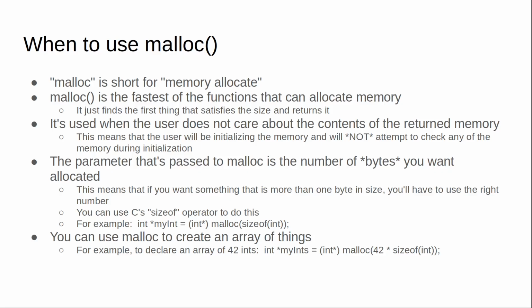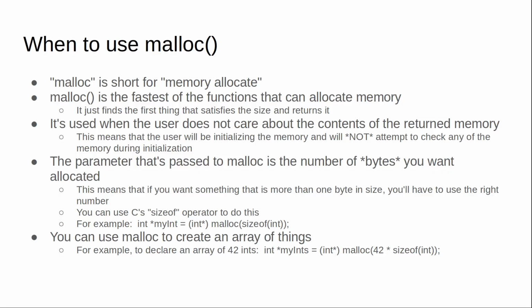Malloc is short for memory allocate. This is the fastest of the memory management functions. It just finds the first thing that satisfies the request and returns it. It is used when you don't care about the contents of the memory that's returned. Okay, so this means that you're not going to check any of the contents of the memory that was returned because it's not guaranteed to be anything in particular, and you're going to be doing all the initialization yourself. So a lot of times we want to do that in our own libraries.